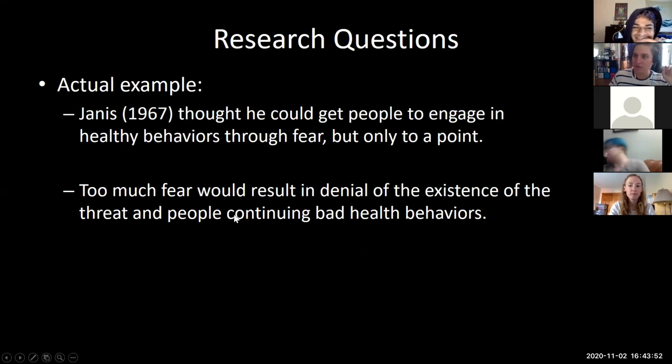So now, here's an actual example that's not just made up for silliness. In 1967, Janis thought that he could get people to engage in healthy behaviors through fear, but only to a point. If people are too afraid, the result is sort of denial of existence of the threat and people continuing to do the bad behaviors and sort of ignoring it and pretending it's not real. I don't know what that's like.